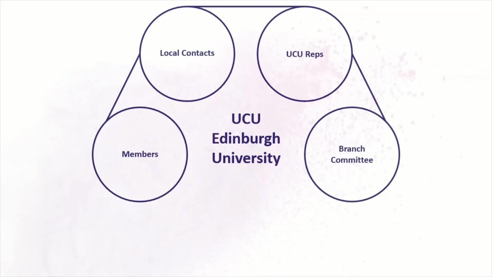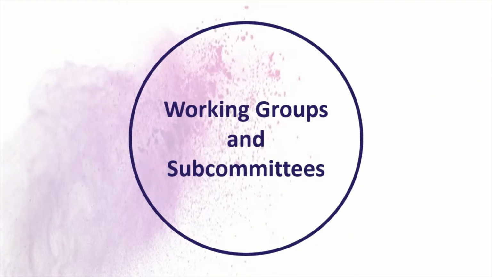So a fuller picture of the branch is beginning to develop here, but we haven't yet mentioned a really key link between membership, reps and committee members, and that is our working groups and subcommittees. Lots of work done by the branch is done by working groups or subcommittees, and these are created by the branch committee, but are also filled by ordinary members who work on the areas that affect or interest them, or where they want to see change. And these include equality strands like BAME and LGBT+, but also groups that deal with issues like academic planning and casualisation.